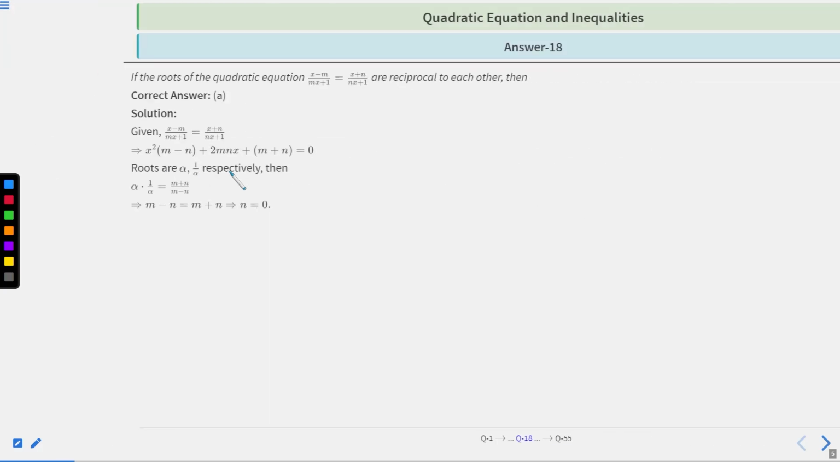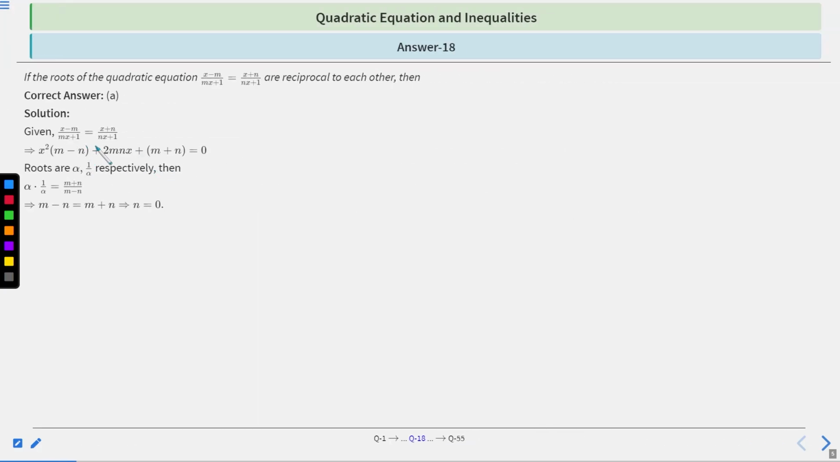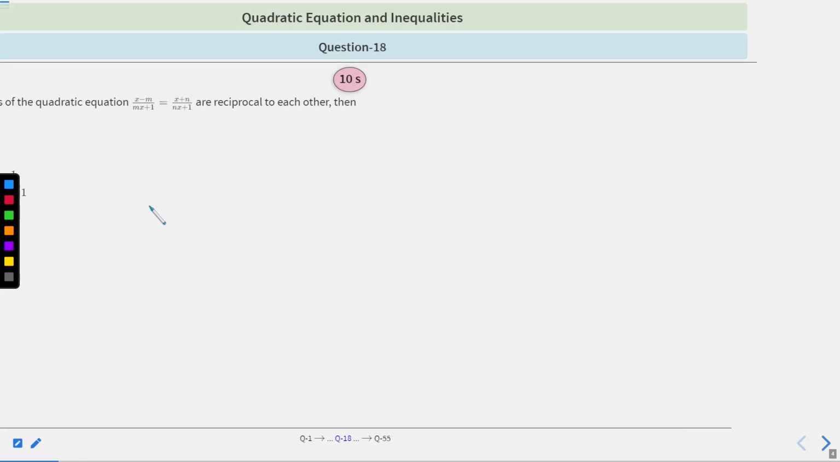Okay, let's move to the solution. Since roots of this quadratic equation are reciprocal of each other, the quadratic equation can be obtained by cross multiplication, right? So after cross multiplication, we get this quadratic equation. Since roots are reciprocal of each other, when we multiply the roots, it will become alpha into 1 by alpha, which is equal to c by a, right? So m minus n is equal to m plus n. This implies n is equal to 0. So I think option A is the right one.